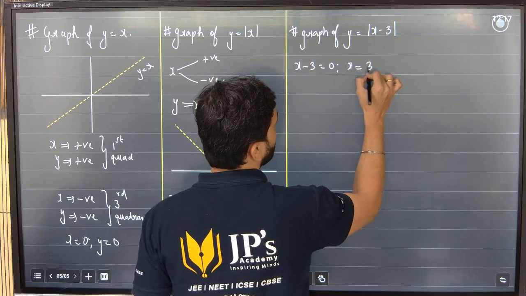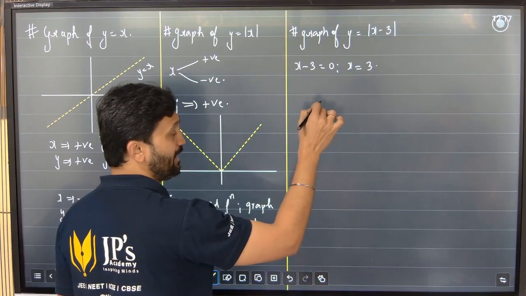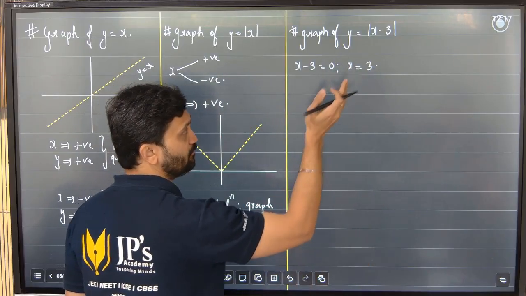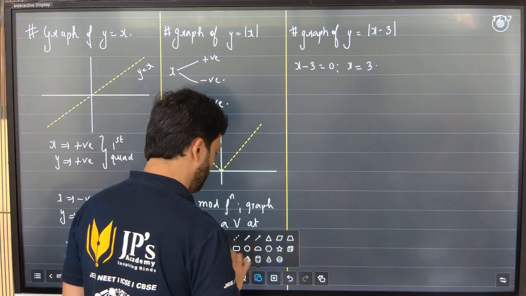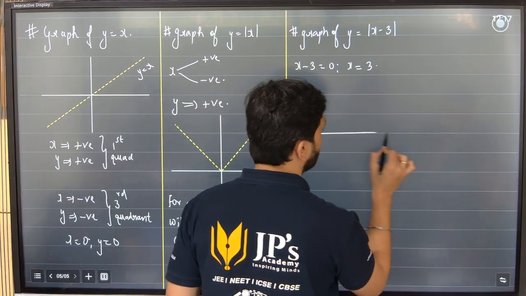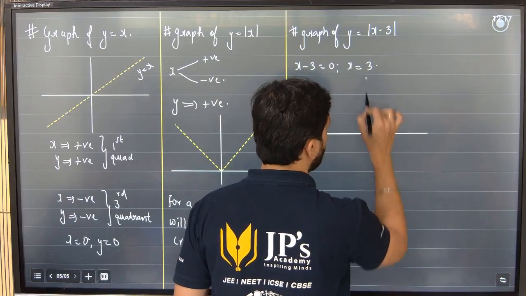The value of x is what? 3. Now if you take any value greater than 3, it will give you a positive value. And if you take any value less than 3, it will give you a negative value. That means your graph will be an inverted graph. It will be a V graph. So my graph would be like this.